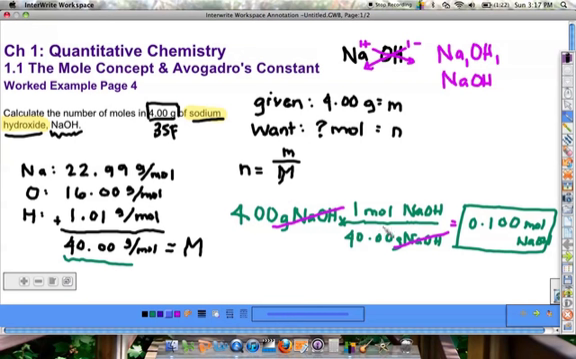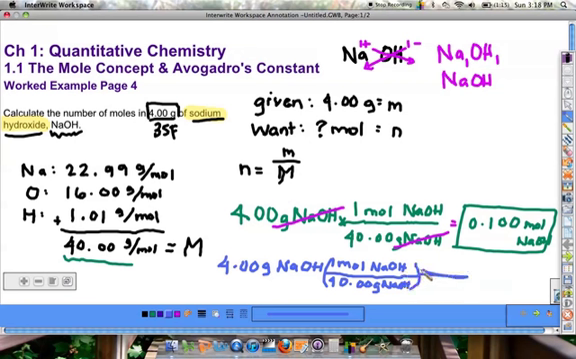I did mention that some teachers do this in a different way. Some teachers will even call it the train method. And we start the same way. We have 4.00 grams of NaOH. And they'll just do fraction bars. And 1 mole of NaOH on the top with the 40 grams of NaOH on the bottom. Equal signs, and our answer would go here.